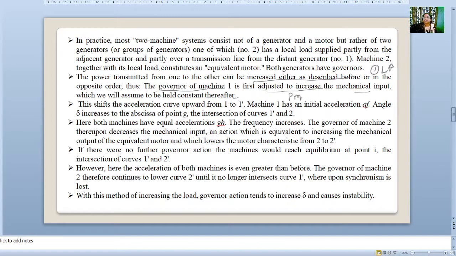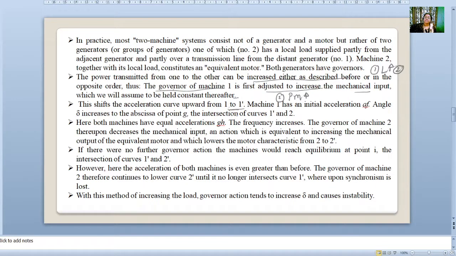Here in first case load on the shaft of machine 2 is increased. Okay, that means motor. Now in second case we'll consider mechanical input of machine 1 is increased, and after that it is constant. Now what happens due to this? This shifts the acceleration curve upward. Because of this, it will shift the acceleration curve upward from 1 to 1 dash.